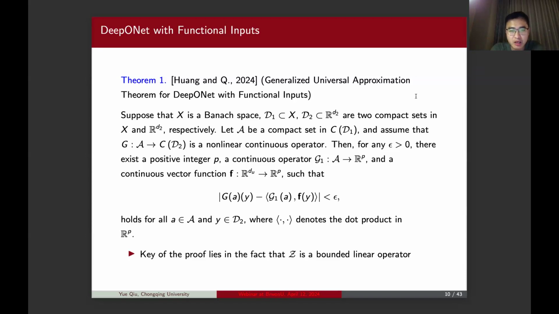Therefore, this framework is also a very generalized setting. It does not require any specific parameterization of the branch and trunk nets. The only thing is that, by introducing the so-called discretization operator, it is possible to make DeepONet take the functional input.